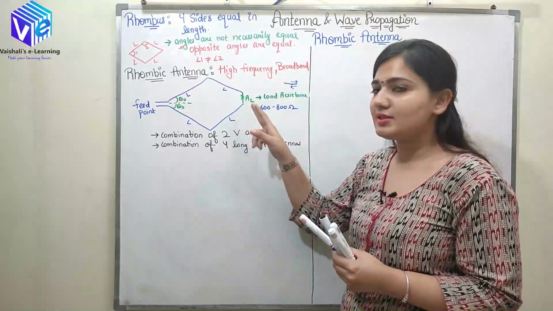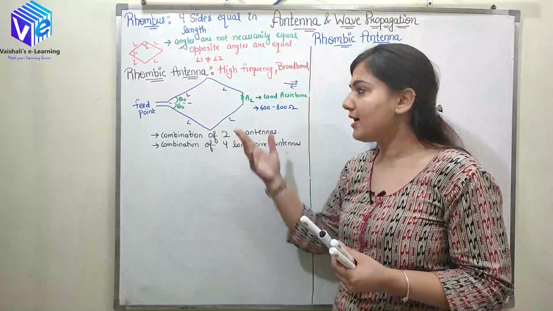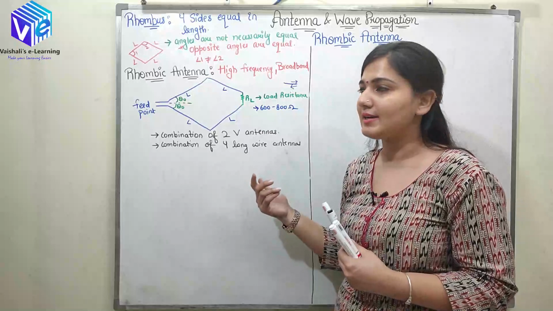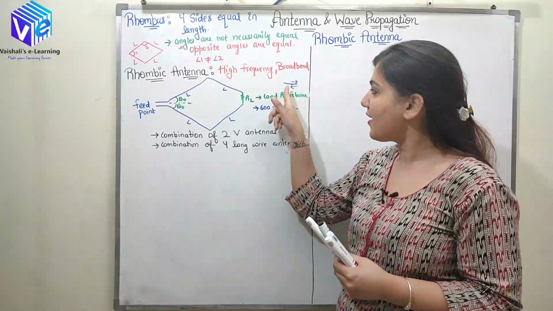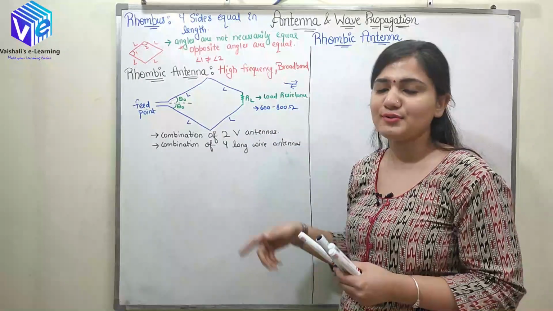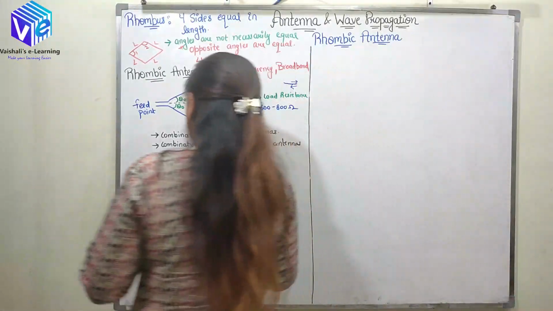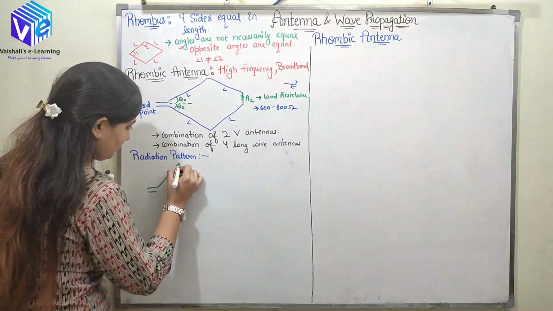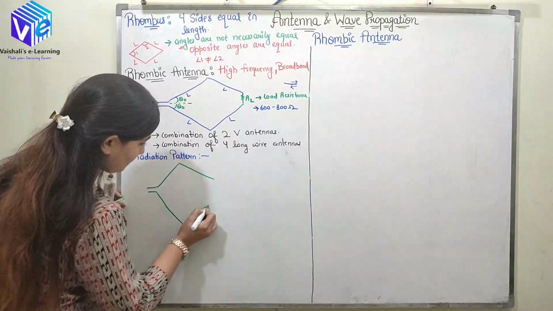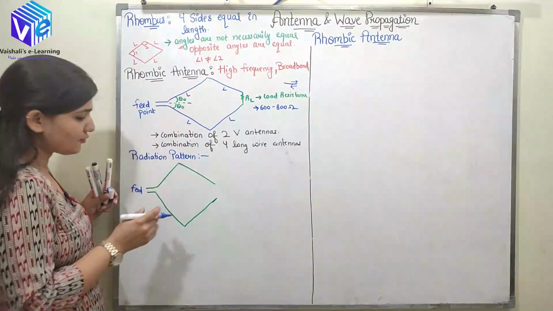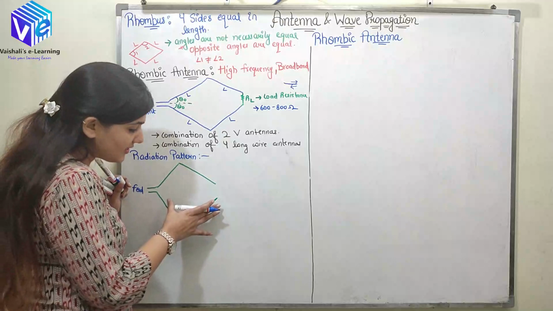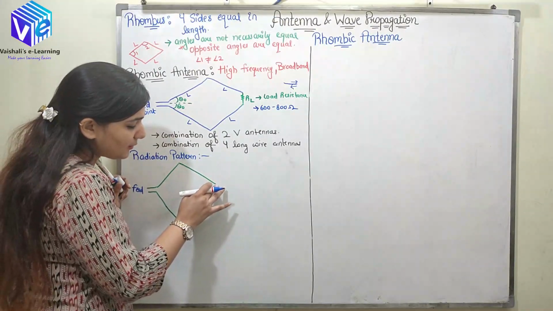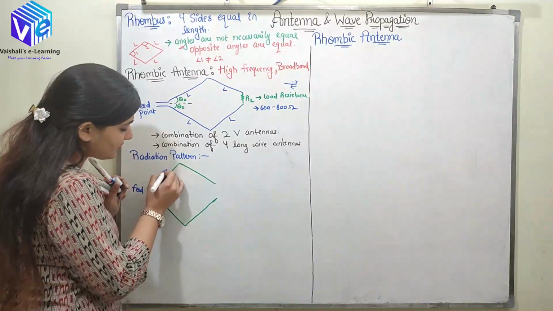Whenever load resistance is not there, we can have a rhombic antenna without load resistance as well. So what happens in that case? In that case, I have reflected current as well. So let's understand this with the help of the radiation pattern. This is my rhombic antenna. Now I am taking the case when it is not connected with the load resistance. So here my load resistance is not present.